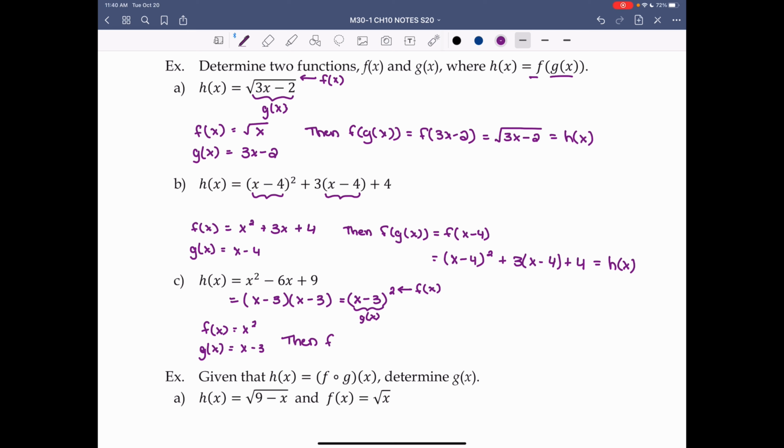Then f(g(x)) = f of, what is g(x)? It's x - 3. And then f(x) is x², but we're replacing x with x - 3. So we have (x - 3)², which equals h(x).